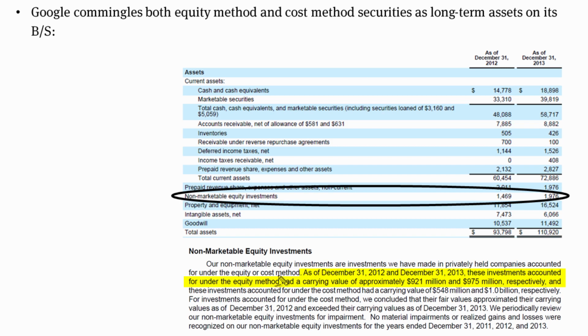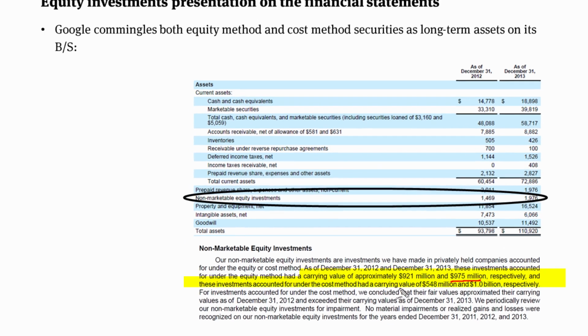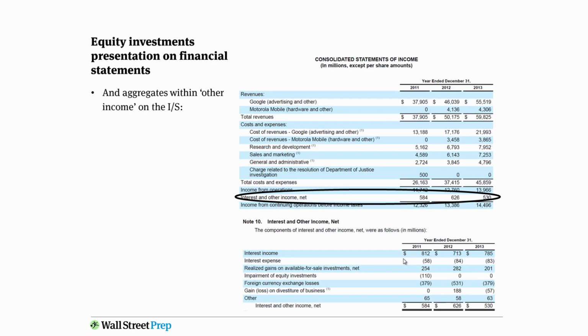These investments accounted for under the equity method had a carrying value of 921 and then 975 million. So for 2013, of this 2 billion, half of it is equity method. The rest is cost method. Now let's look at what's going on on the income statement. And we see that they actually lump affiliate income right within interest and other income. So this 530 million captures affiliate income in addition to dividends under the cost method, as well as interest income under the cost method.